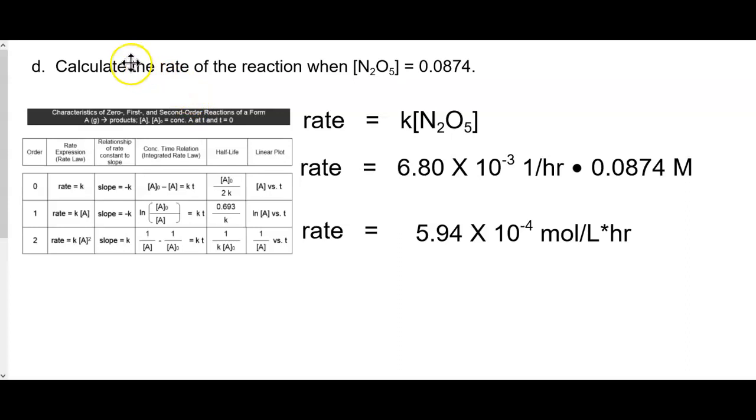Okay, example D says calculate the rate of reaction when N2O2's concentration is this. So we're looking for rate. We're still first order, and the only place that we have rate is this first column. So rate equals k times concentration. Our k from the previous calculation is here, times our concentration. Multiply those numbers, manipulate your units, and this is what you get.